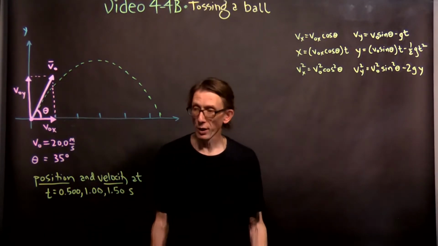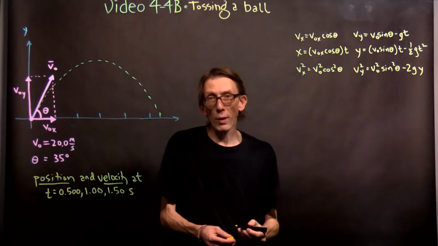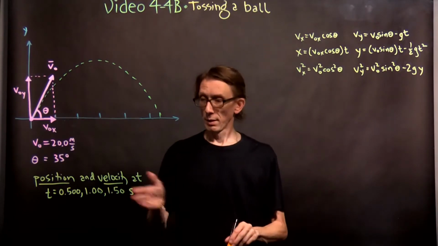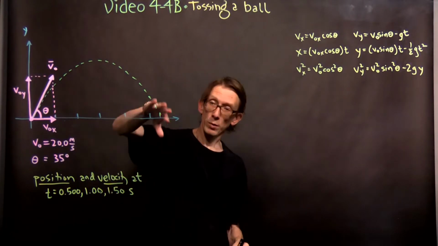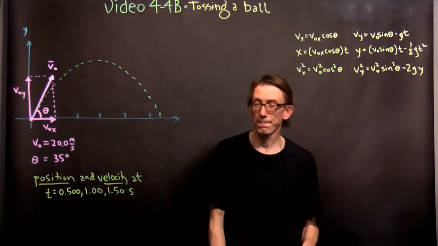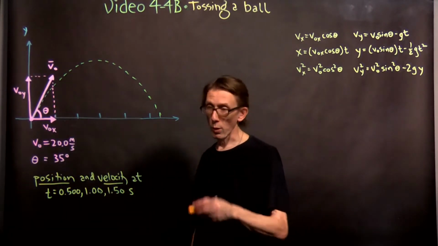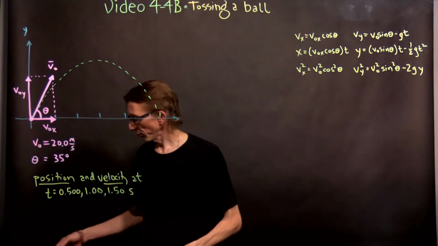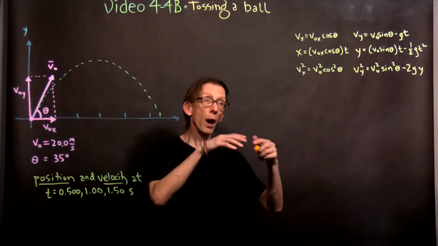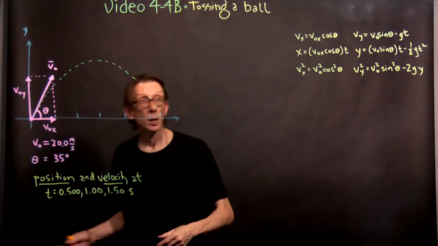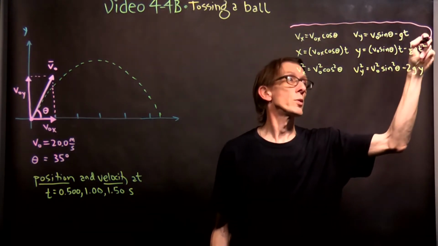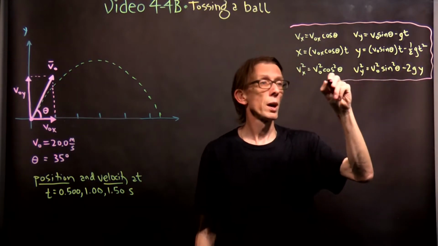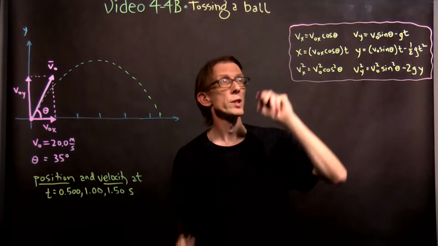Now, it turns out the ball is going to hit the ground at about 2.34 seconds. So this is plenty of time. Okay. So this is not going to be after it lands. So we want to know position and velocity. Okay, and so what we have are our equations of motion for projectile motion general angle right here. There they are in all their splendor.